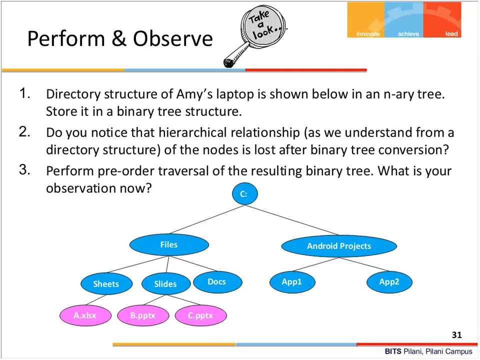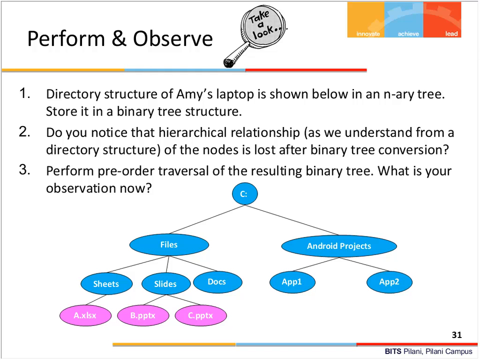Now, I don't have an exercise symbol here, but this is something which you need to perform and observe. Share your answers with me: what do you see here? If I take a cursory look at the tree, this is not a binary tree; rather it's an n-ary tree, because one child of C has 3 children. So it's definitely not a binary tree.